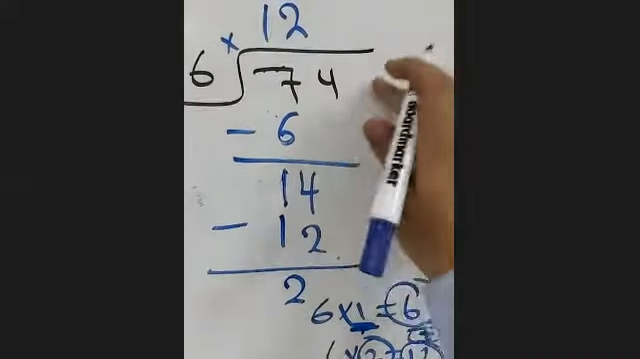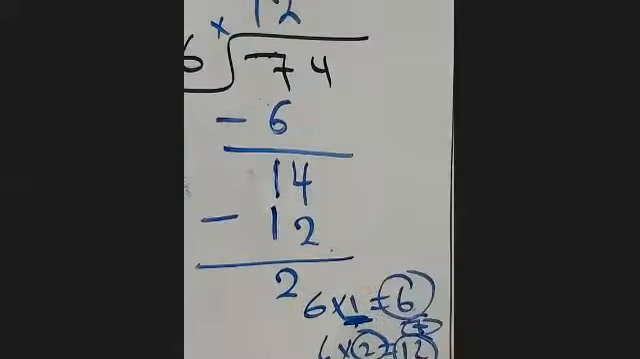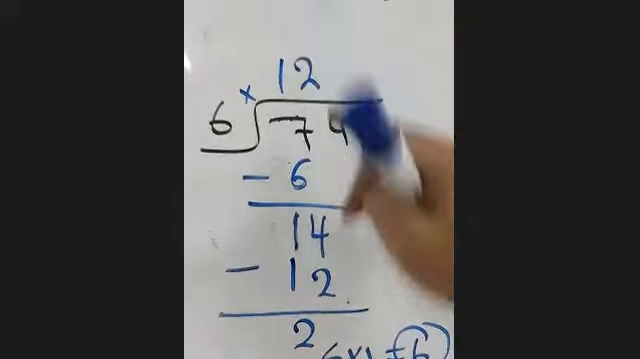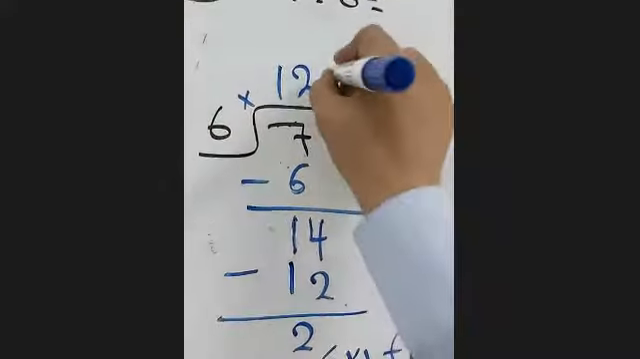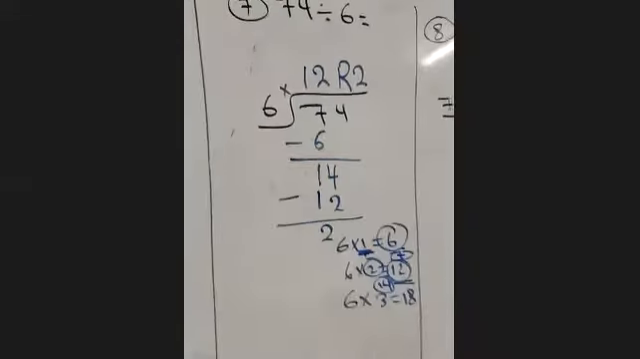So, 2. Do we have numbers here we didn't use? No. So the remainder is 2. So, 12, remainder 2. Muhammad Al-Washli, focus with me. 12, remainder 2, I write it like this: 12 R 2.